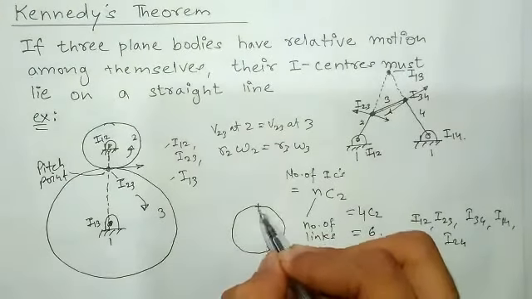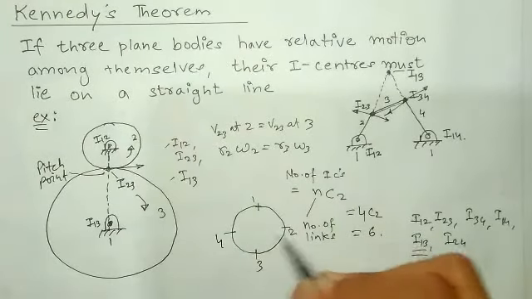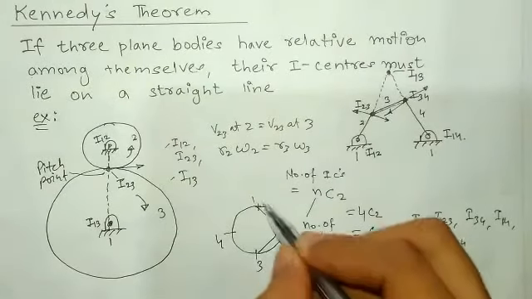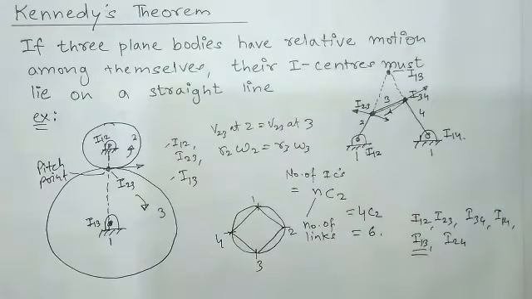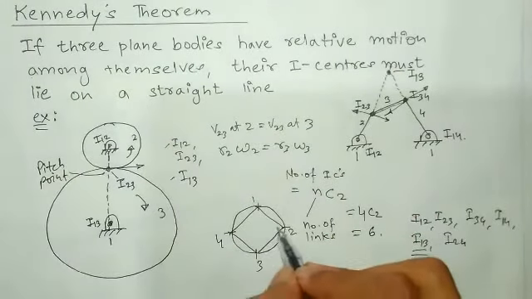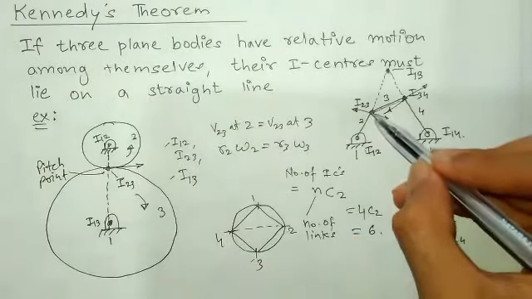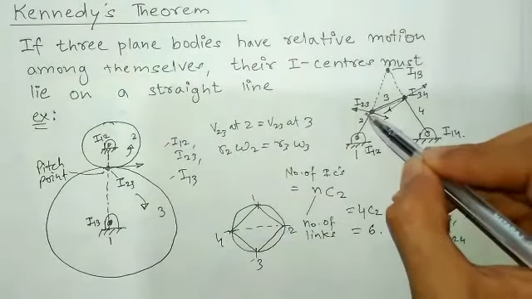We have 4 links, so we mark 4 points: 1, 2, 3, 4. We have I12, I23, I34 and I14 already. If we want to locate I24, what is the shortest path of going from 2 to 4? That is 2 to 3, 3 to 4. I23 is here, I34 is here. So extend this line.